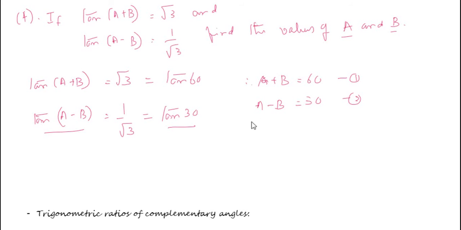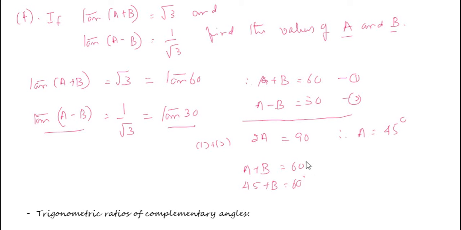Now if you add 1 and 2, so 1 plus 2, b will get cancelled. Therefore 2a equal to 30 plus 60 is equal to 90. Therefore a equal to 45 degree. If a equal to 45, then a plus b is equal to 60 degree. A is 45 plus b equal to 60 degree. Therefore b equal to 15 degree.